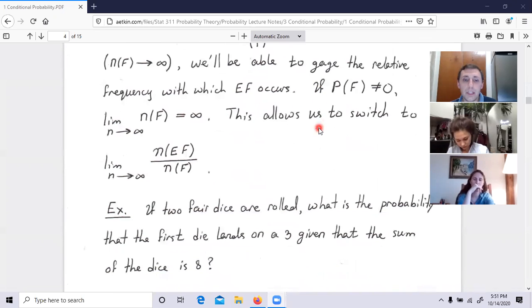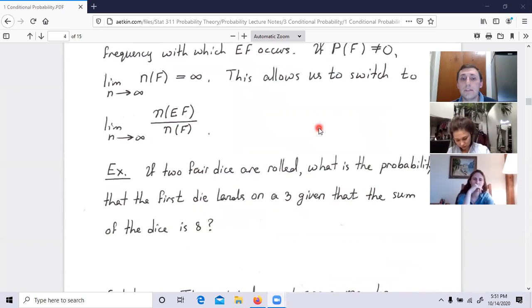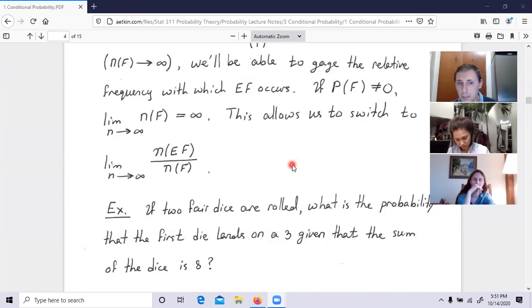Now, here is a particular problem. Let's see if you can actually solve it without my help. Two fair dice are rolled. What's the probability that the first die lands on a 3, given that the sum of the dice is 8? Do you understand the question? So if I roll 2 dice, unrestricted, there are 36 possibilities for the outcomes. But here it was observed that the sum on them is 8. That's my F here. Hopefully not your F. Go ahead.